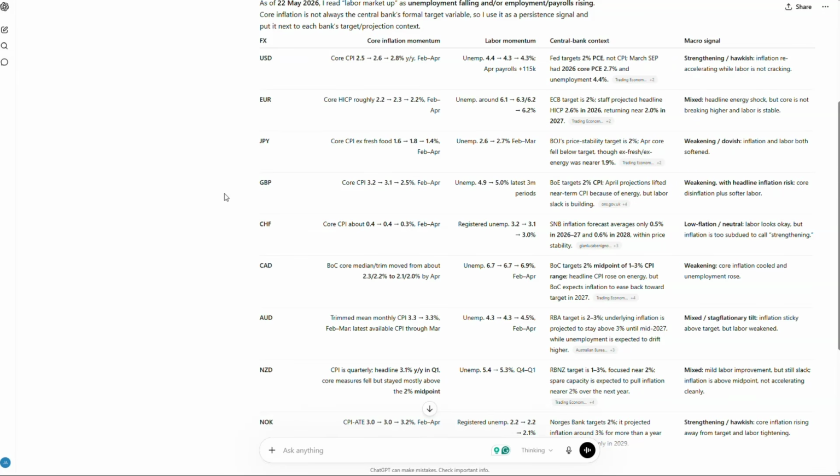If one currency has inflation that's staying sticky, inflation reaccelerating while the labor market is not weakening, that currency has genuine hawkish support behind it. On the flip side, if another currency has inflation that is cooling, core inflation cooled, and unemployment is actually rising, so the labor market is cracking, you can see the actual data, okay? Inflation pretty much stable, cooling, very close to the central bank's target, which is 2%. Unemployment is rising.